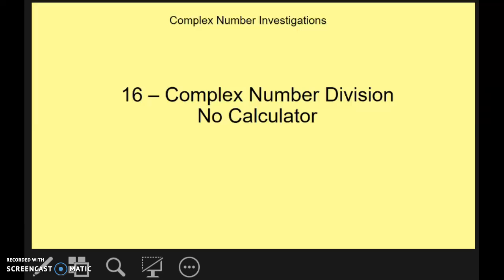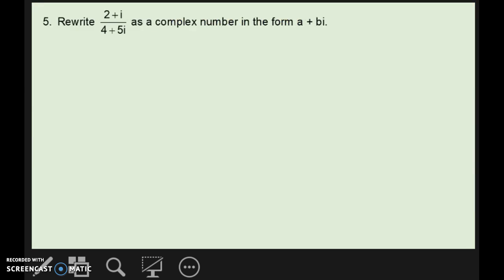In our last video on complex numbers, we're going to look at complex number division. Specifically, we're going to be dividing things like this: 2 plus i divided by 4 plus 5i. We're going to write our answer as a complex number in the form a plus bi.